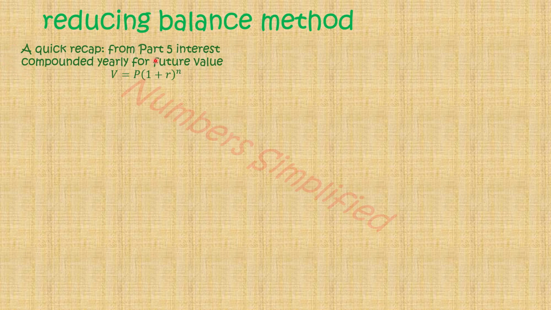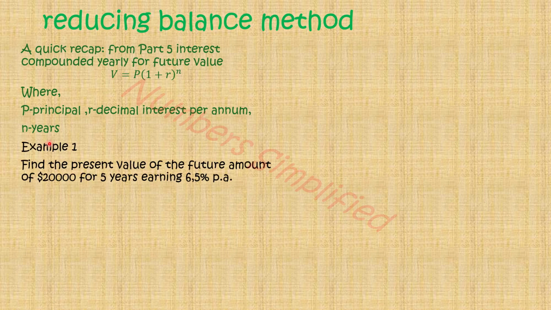Interest compounded yearly for future value is given by that, where P is the principal, R is the decimal interest per annum, and N is the number of years. Let's have a look at a quick example so that we refresh our minds. Find the present value of the future amount of $20,000 for 5 years, earning 6.5% per annum.